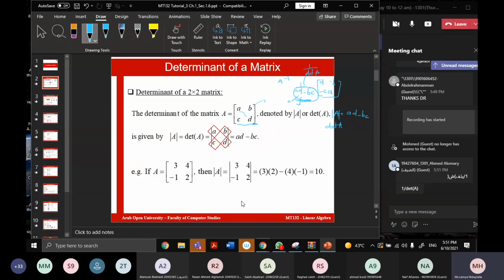Clear? For instance, this matrix, what is the determinant? 3 times 6 minus 4 times minus 1. Well, minus sign, it gets plus, correct? It gets 6 plus 4, which is 10. Clear?